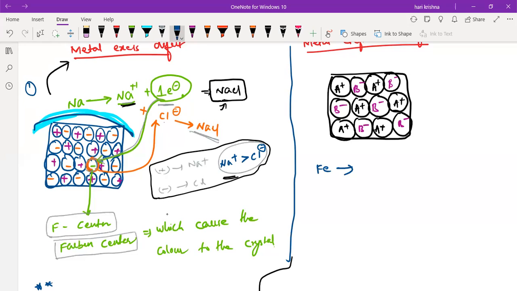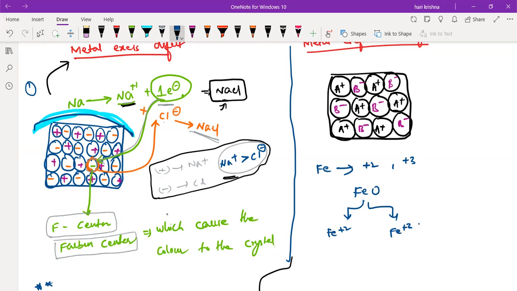Fe will show two oxidation states, right? It can show either +2 charge or +3 charge. Suppose you take FeO, Fe has both the chances. It can show either +2 or +3.